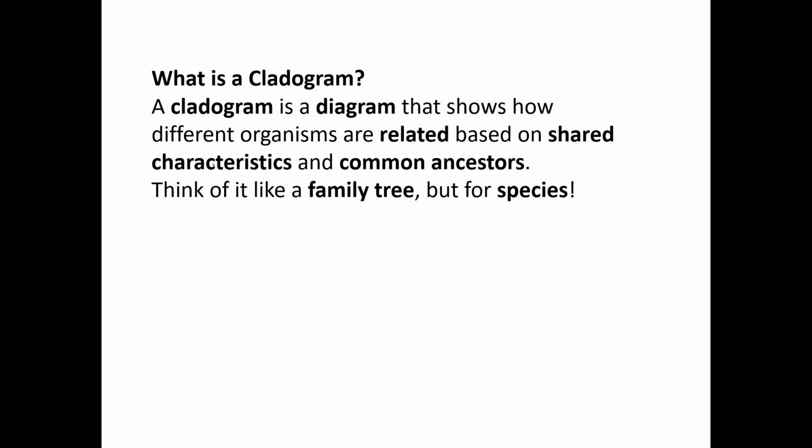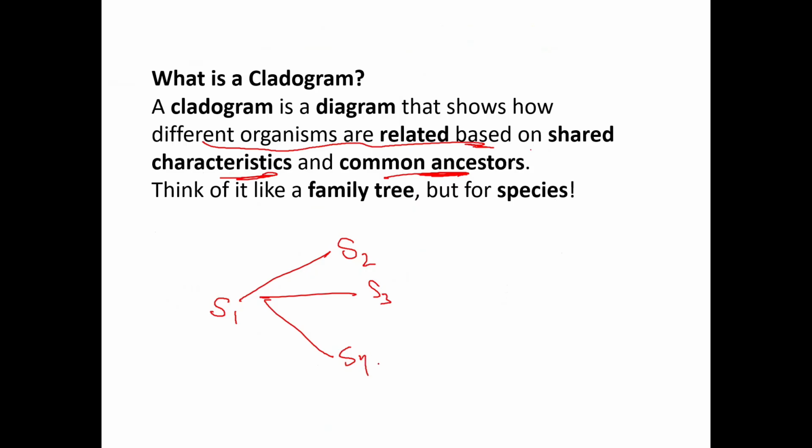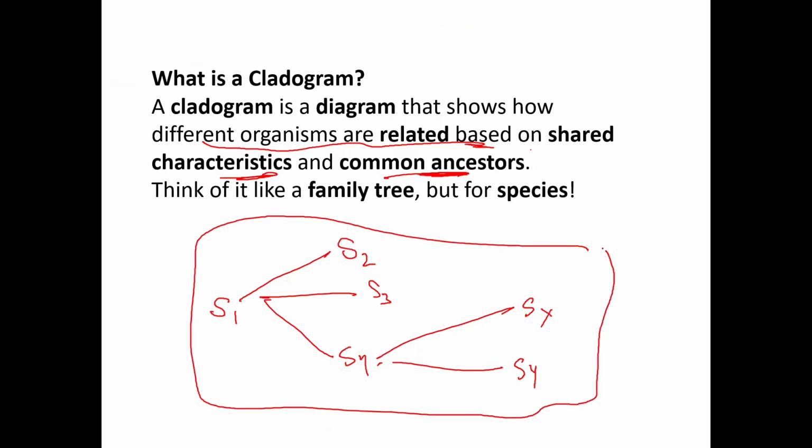Come on, another term: cladogram. A cladogram is basically a diagram that shows how different organisms are related based on shared characteristics and common ancestors. If I draw like this, a species converts into S2, S3, S4, and from this S4 species, a new species is developed. The entire drawing shows the ancestry line, showing how one organism evolved into another.